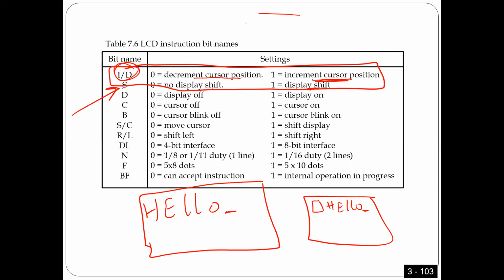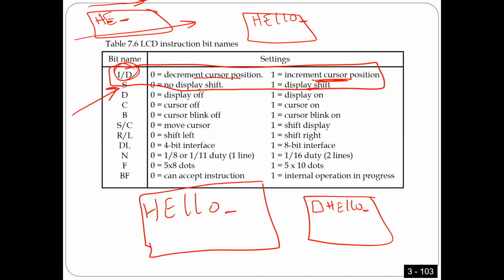Increment cursor means, for example, when I write hello, if I write H, the cursor is here. After I write E, the cursor is going to move automatically, incremented. So every time I write something, the cursor is going to jump from here to here. If I write letter L here, the cursor is going to jump to here, because all the time the cursor has to move from left to right, incremented.